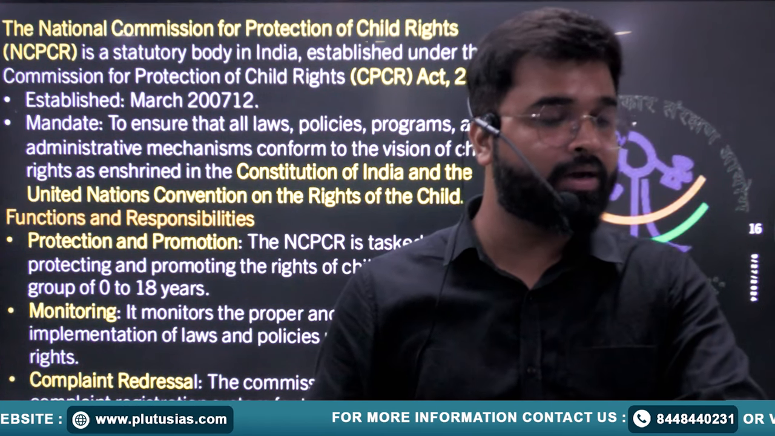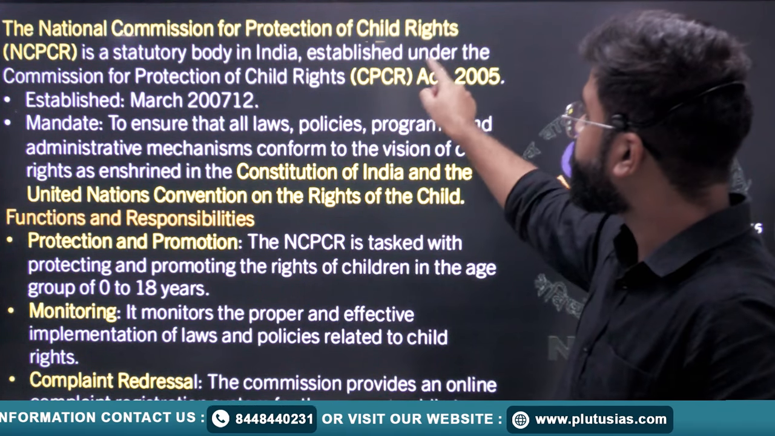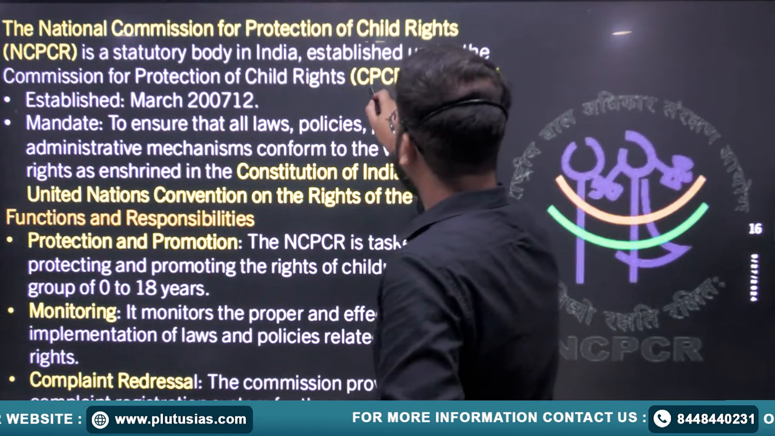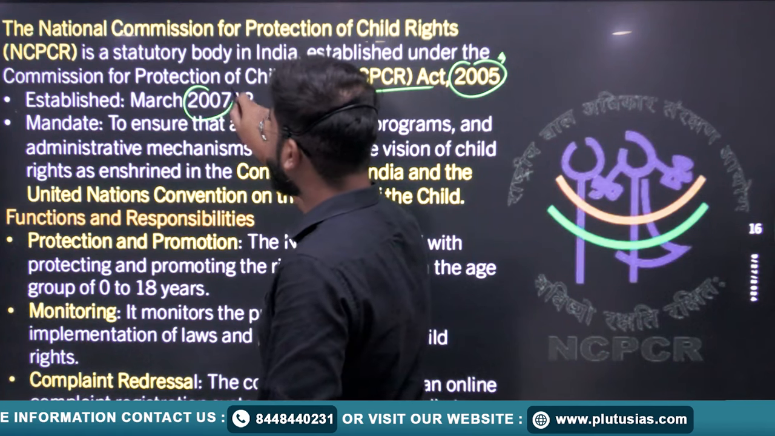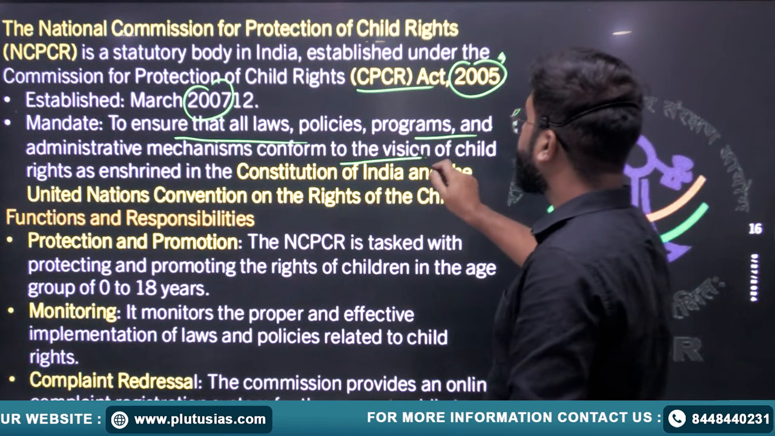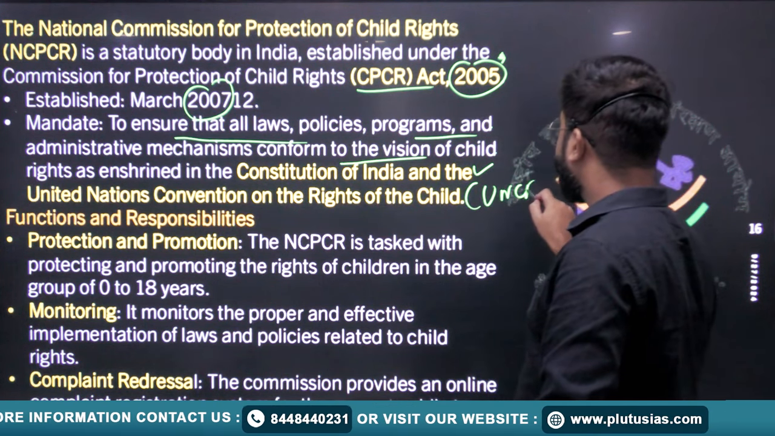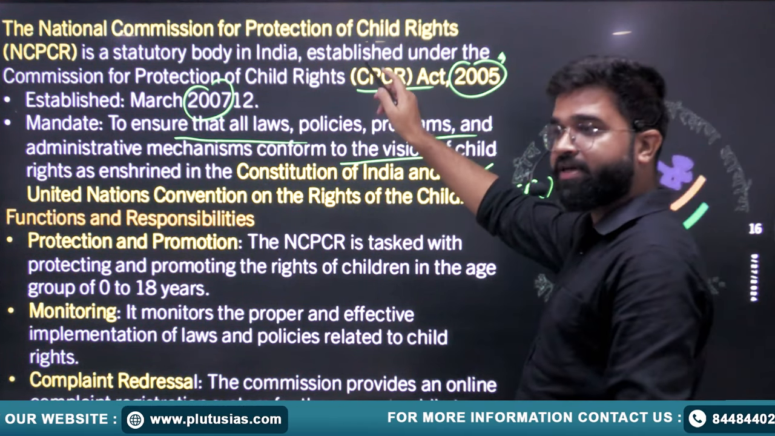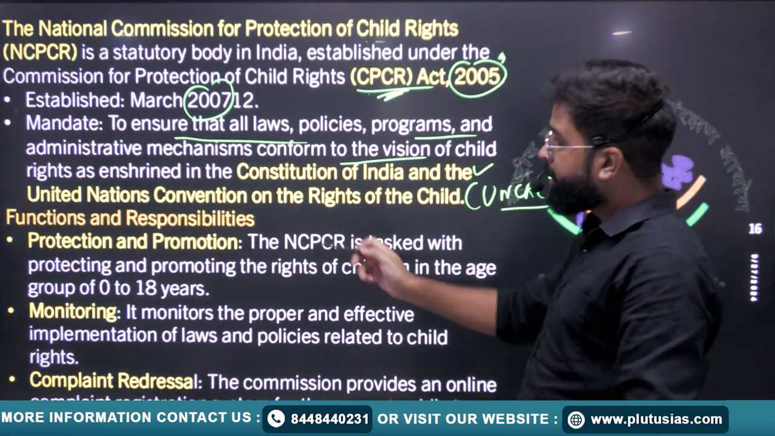Apart from that, one organization is deeply connected with the children, which is known as National Commission for Protection of Child Rights. This is the statutory organization which is established under the Commission for Protection of Child Rights Act 2005, which is established in 2007. What is the mandate? To ensure that all laws, policies, programs and administrative mechanisms conform to the vision of child rights enshrined in the Constitution of India and UNCRC. Okay. NCPCR is a statutory body established under the Commission for Protection of Child Rights Act 2005. Is it okay? Function kya hai?